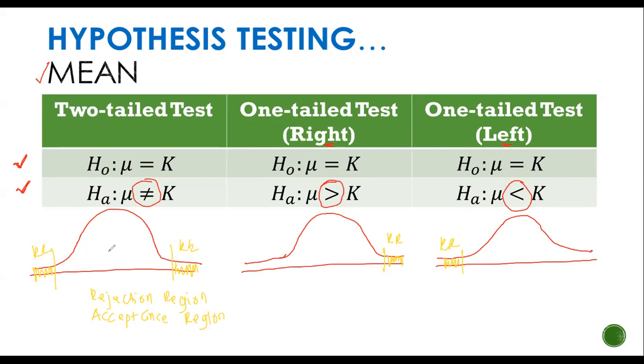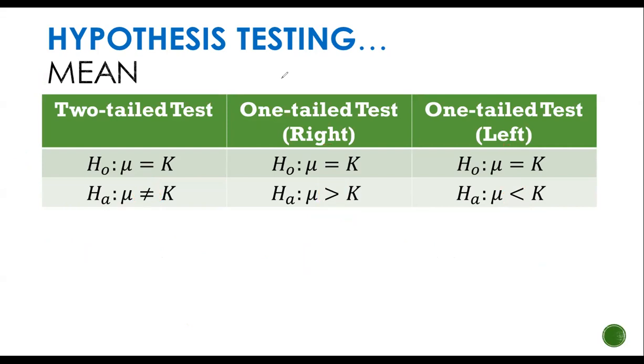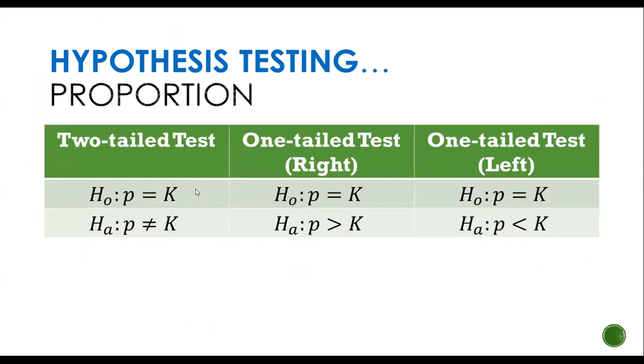Yan ha. So, two-tailed test, pag dalawa yung rejection region. One-tailed right, pag nasa right yung rejection region. One-tailed test left, pag nasa left yung rejection region. Okay? Take a screenshot. You move on to the next one. So, we're done with your mean. Okay? Punta tayo sa proportion. Clear ko na yung drawings ha. Punta tayo sa proportion. Parehas lang. We just varied your symbol.